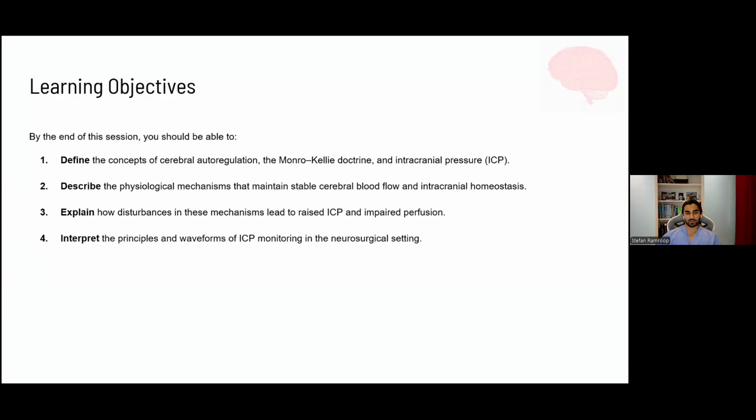One, I want to define the core concepts of what exactly we mean by cerebral autoregulation, the Monro-Kellie doctrine, and intracranial pressure. Second, to understand the physiology that keeps the cerebral blood flow constant despite fluctuations. Third, to recognize what happens when those mechanisms break down. And fourth, to interpret ICP monitoring, when we do it, what the complications are, and the different devices we can use for it.